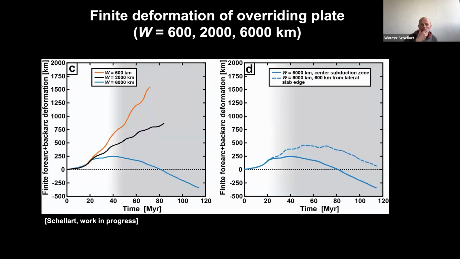Okay. These diagrams, what do they show? They also show on the horizontal axis the time of the model run, and the vertical axis shows the finite deformation, so the cumulative deformation in the overriding plate. And so for the narrow subduction model in orange here, we see at the end of the model run, we've extended the overriding plate by some 1600 kilometers or so.